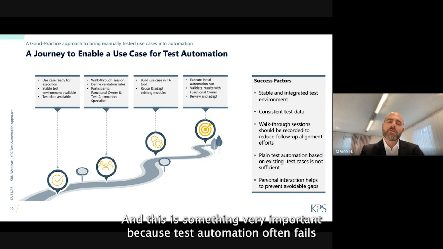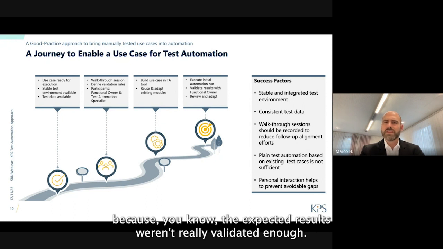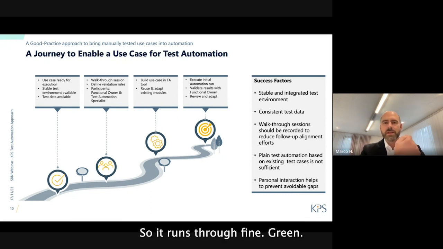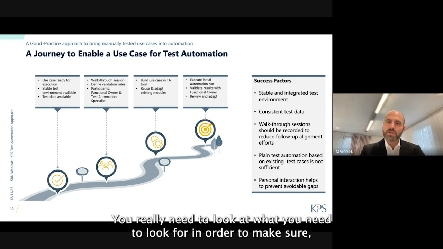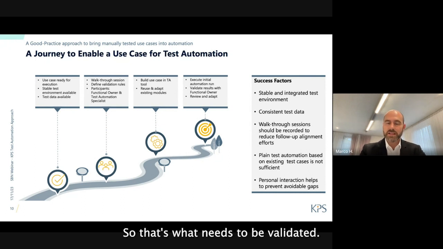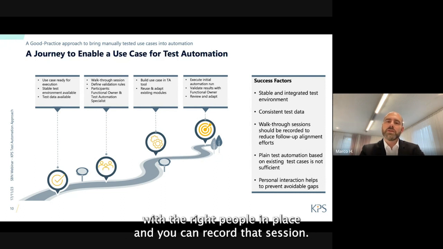And this is something very important, because test automation often fails because the expected results weren't really validated enough. So you automate a process, but you don't really look at it, right? So it runs through, fine, green. But that's not enough. You really need to look at what you need to look at in order to be able to judge if the results are okay. So that's what needs to be validated. And you can do that in a session with the right people in place, and you can record that session.